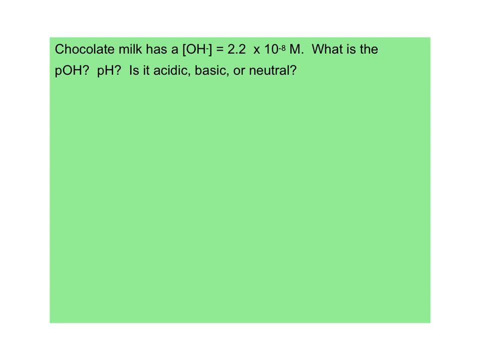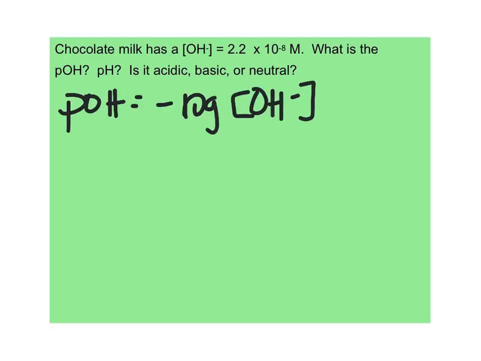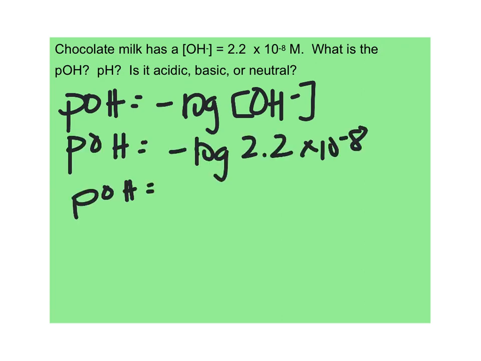Next up, chocolate milk has a hydroxide ion concentration of 2.2 times 10 to the negative eighth molar. We want the pOH, the pH, and if it's acidic, basic, or neutral. pOH is the negative log of the hydroxide ion concentration. On your calculator, punch in the negative log of 2.2 times 10 to the negative eighth. You get a pOH of 7.7.